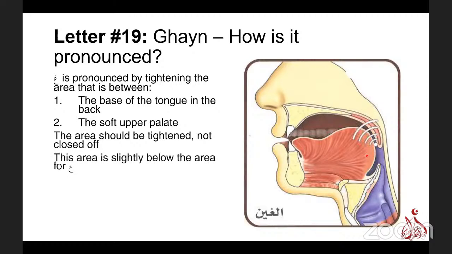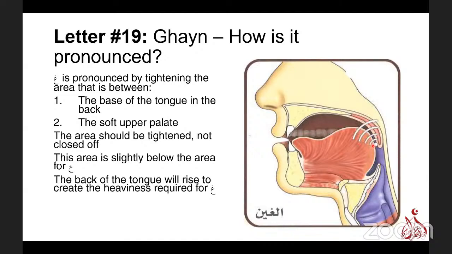My throat's a bit off because of Tarawih. This area is slightly below the area for a kha. Kha is a little bit above right here. So if you say it, it'll be a bit above. But when you say it with the ghayn, it'll be slightly behind the kha. So the ghayn and kha are both from the top part of the throat, but kha is more above. Ghayn is a bit more down.